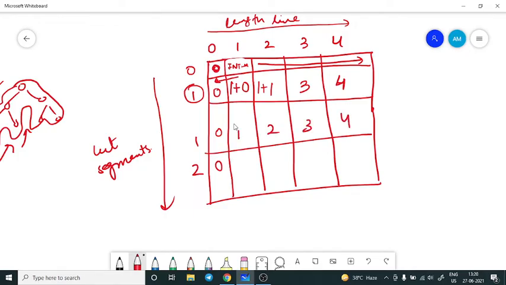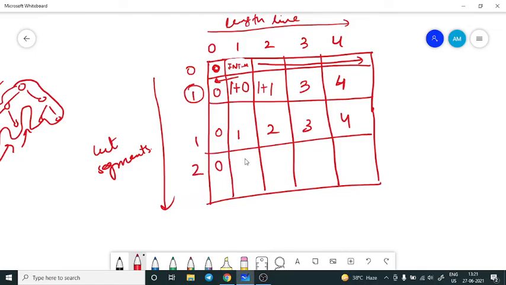Now coming back to 2. Here I can see that for this 2, the cut segment is greater than the line. So I have two choices: either to consider this cut or to skip this cut. If I consider this cut, it is not valid for me, so I have to skip this cut.